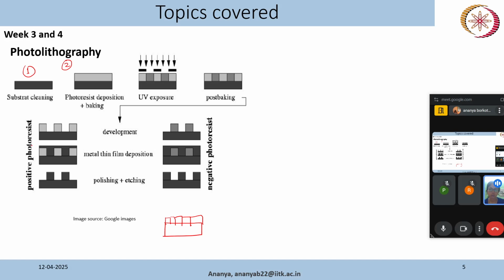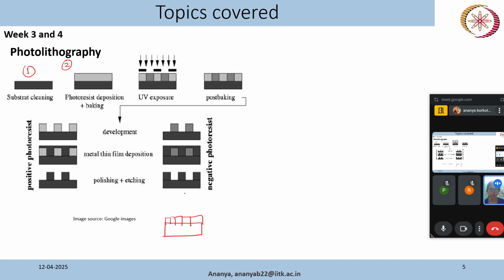Okay, so polishing plus etching will give us something like this kind of a structure. It will remove the metal part, and then we can etch out, or typically we call it the strip process of photoresist. We can do it by using acetone. Most photoresists are polymers, and they go away in acetone.